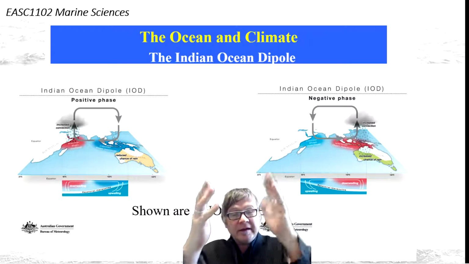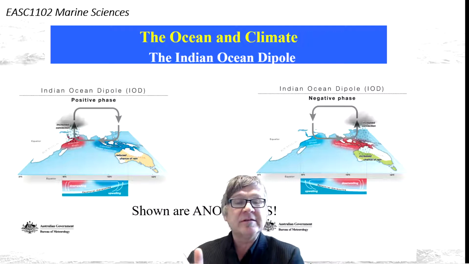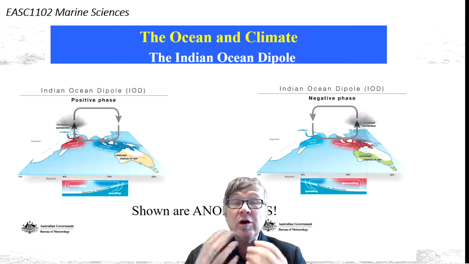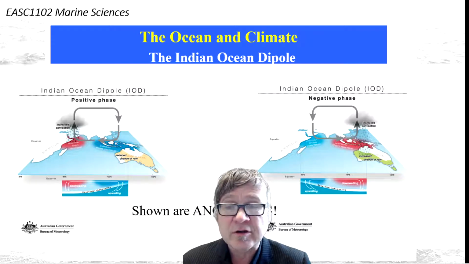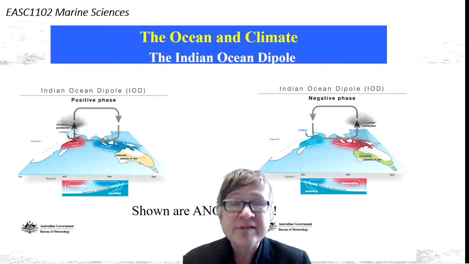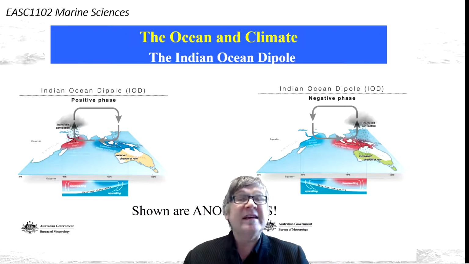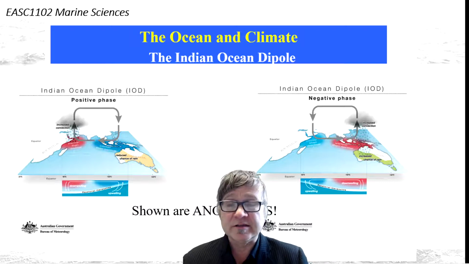Here we go. The Indian Ocean Dipole has two phases, positive and negative. It's not that well researched, this Indian Ocean Dipole. However, it is again a mode of interannual climate variability associated with sea surface temperature anomalies.